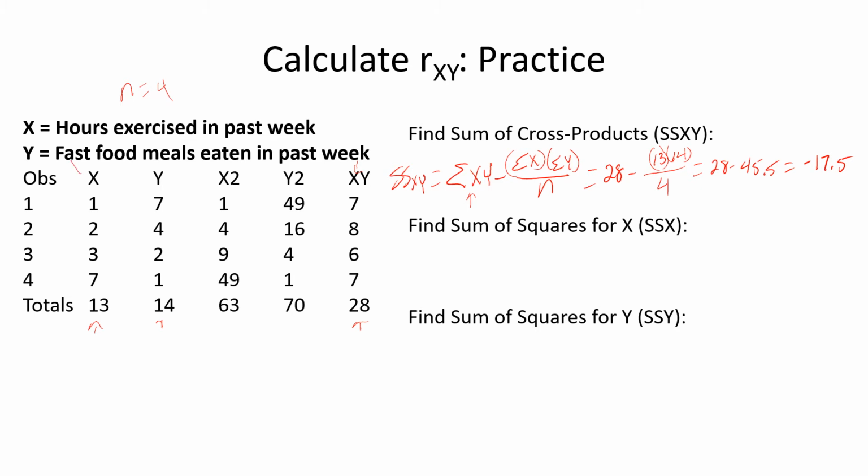And you can look over here and see that as x is increasing, as it's getting larger, 1 to 2 to 3 to 7, y is decreasing. It's going down, 7 to 4 to 2 to 1.